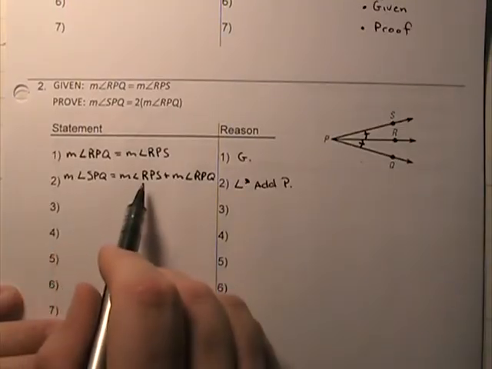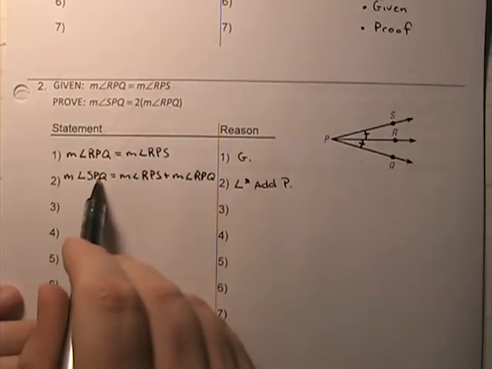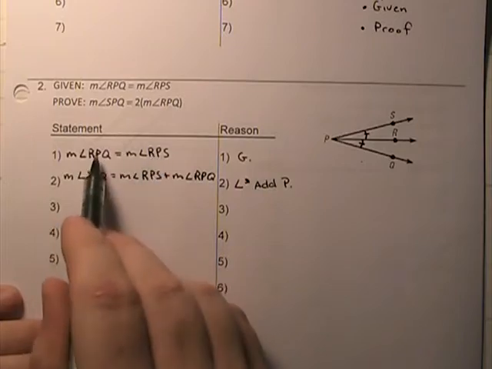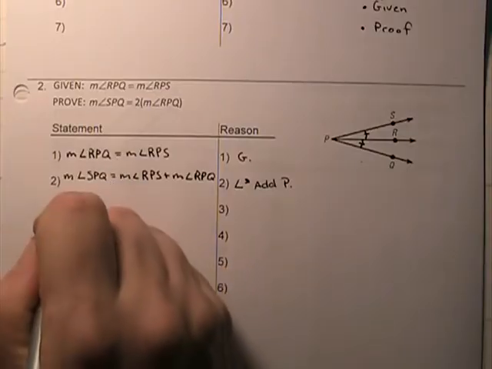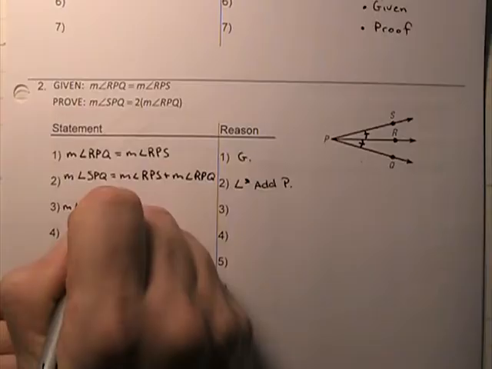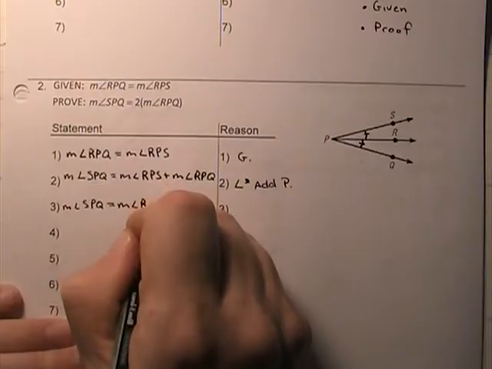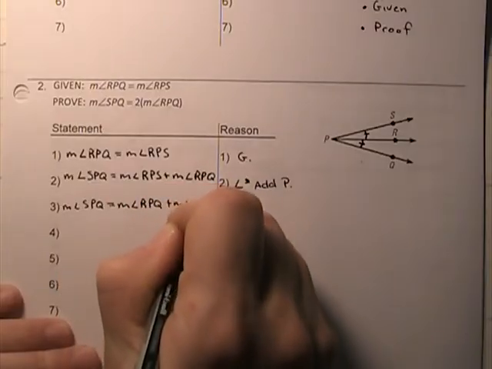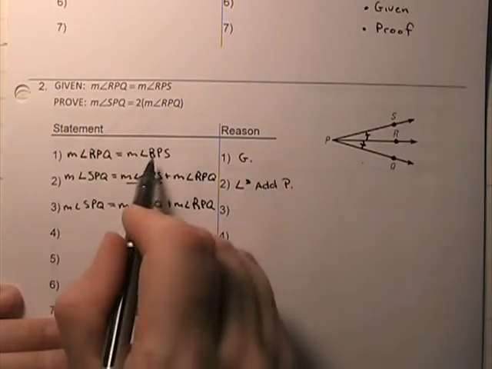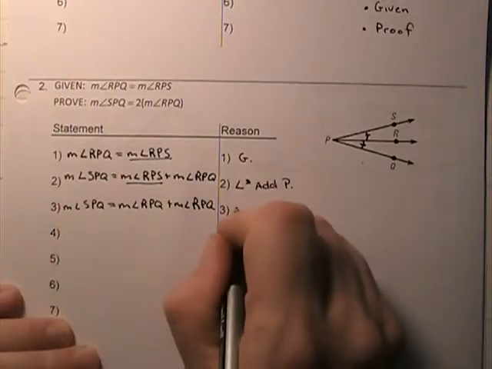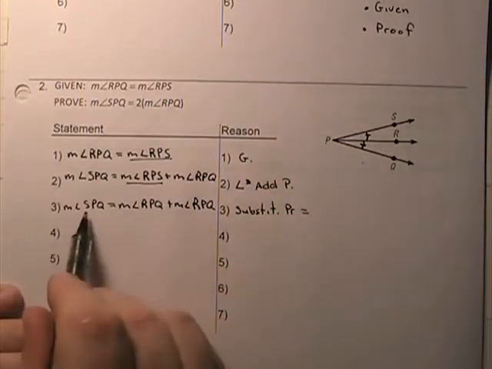Okay, so we've got this line. I want to show that there's 2 RPQs in SPQ, so I've got that. I can substitute in right here. I can substitute RPQ in for RPS, and the reason I can do that is because this is an equal sign. So now I can say that the measure of angle SPQ equals the measure of angle RPQ plus the measure of angle RPQ. So I just substituted in right here for RPS. So that's the substitution property of equality. And basically this is what I wanted to show.